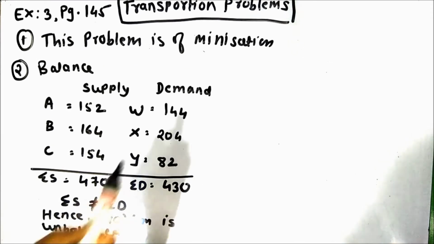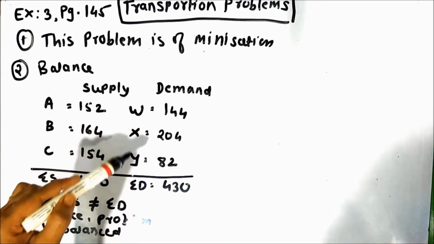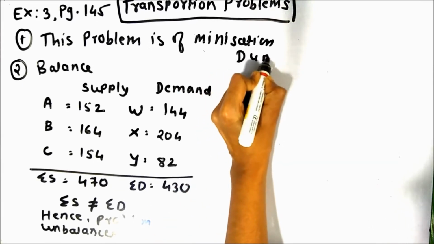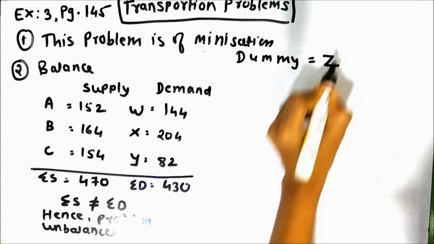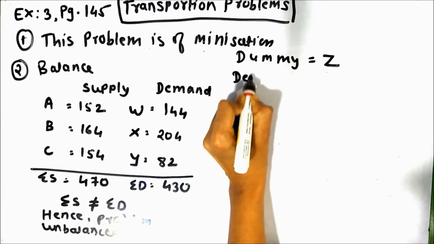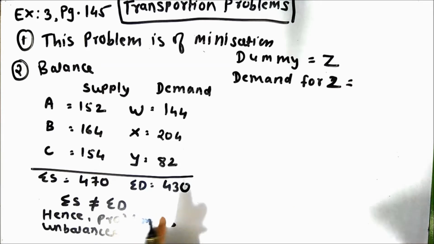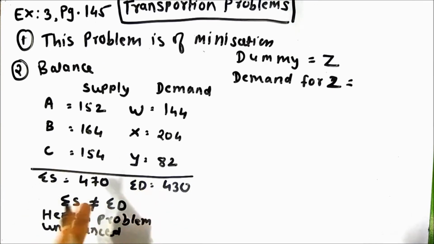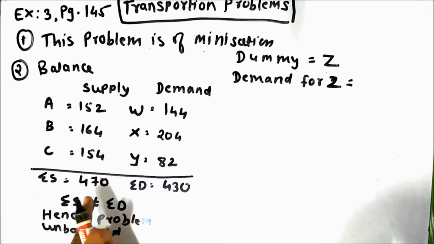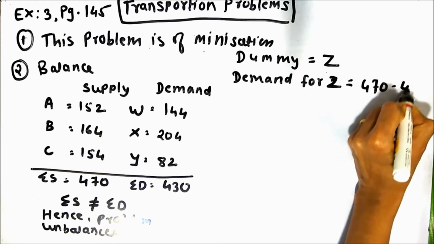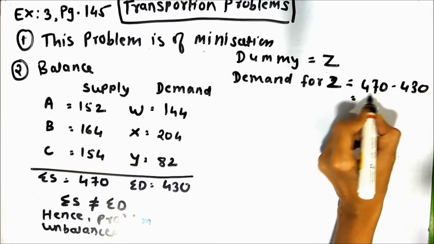So in the demand we have W, X, Y, and the next will be the dummy. Let us consider the dummy as Z. So let me write the dummy, which we are going to consider as Z, and the value of the demand for Z will be the difference between these two, as we want to make it balanced. So 470 minus 430, that is 40 units are required. So here the demand will be 470 minus 430, which is going to be 40 units.